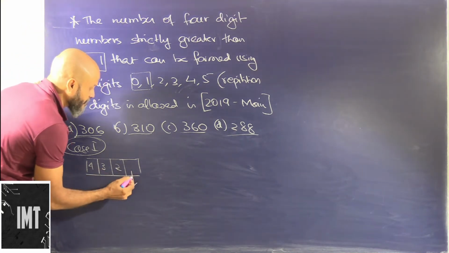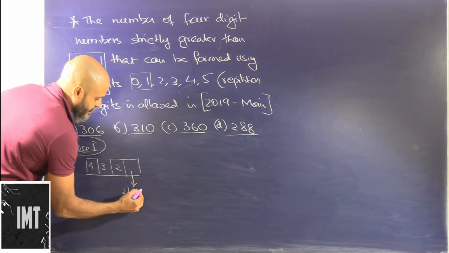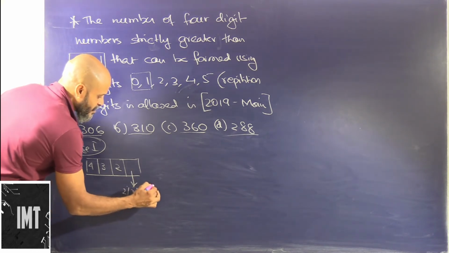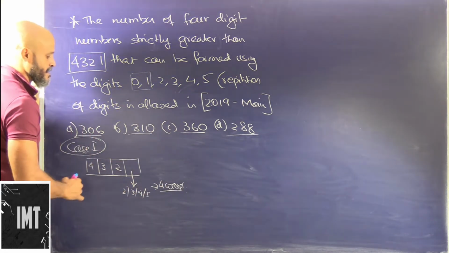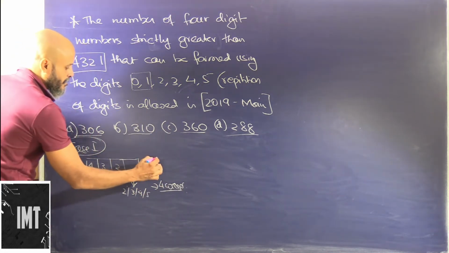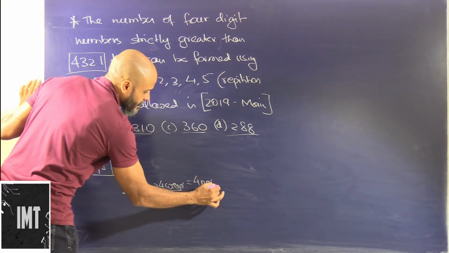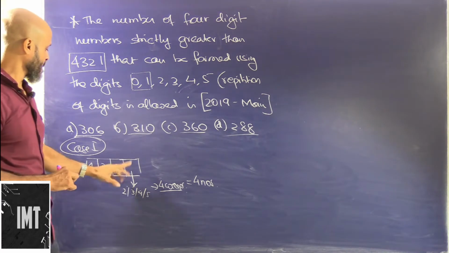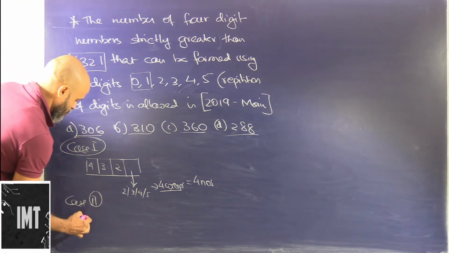So in how many ways can we fill this? This can be filled in 2, 3, 4, 5. So this can be filled by either 2 or 3 or 4 or 5. So we have 4 ways of filling the units digit. So basically 4 numbers can be filled here. So 4 numbers out here. Okay, this can be filled. Okay, now let's come to case 2.